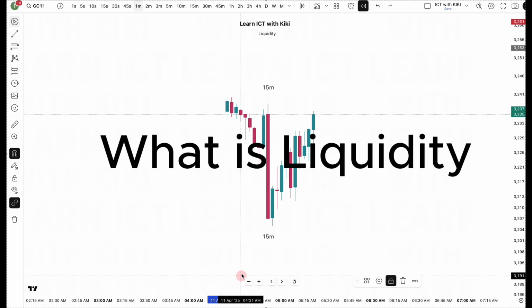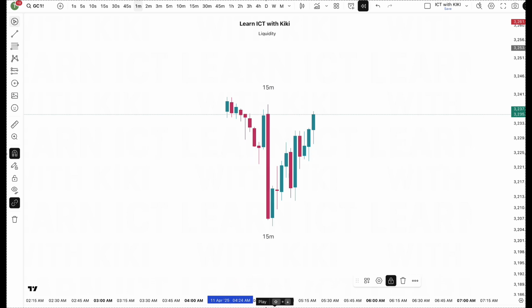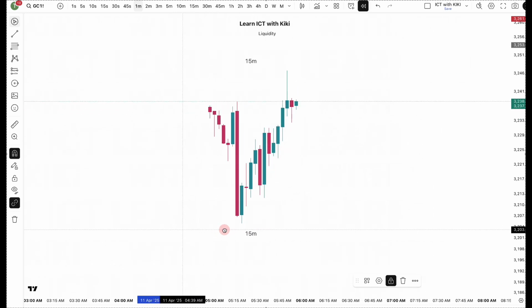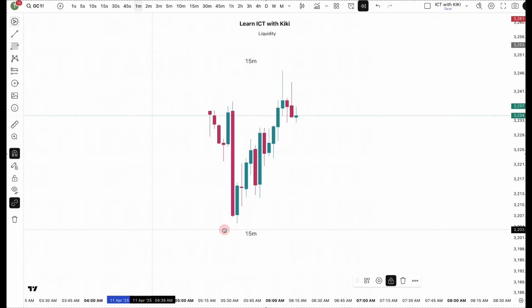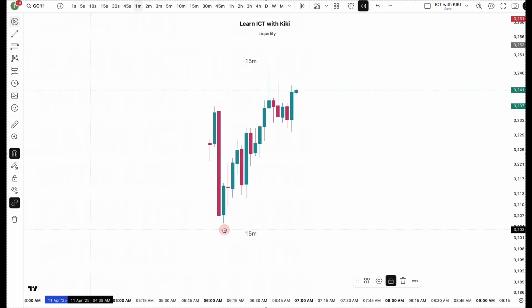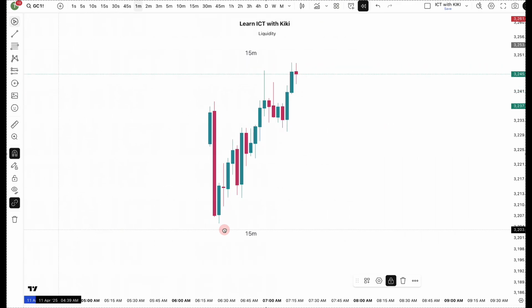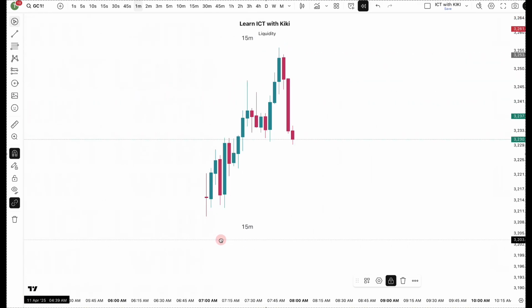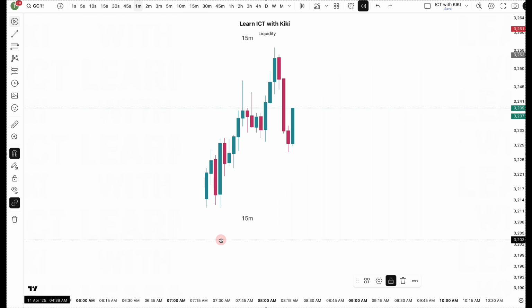So what is liquidity? Liquidity is just a fancy word for money sitting above or below price. That money comes from stop losses and pending orders that traders place around obvious levels. Think of liquidity like a pile of cash on a chart. Wherever traders put their stop losses, that's where the money is. And the market loves money. Price will go out of its way to grab that money before making a real move.